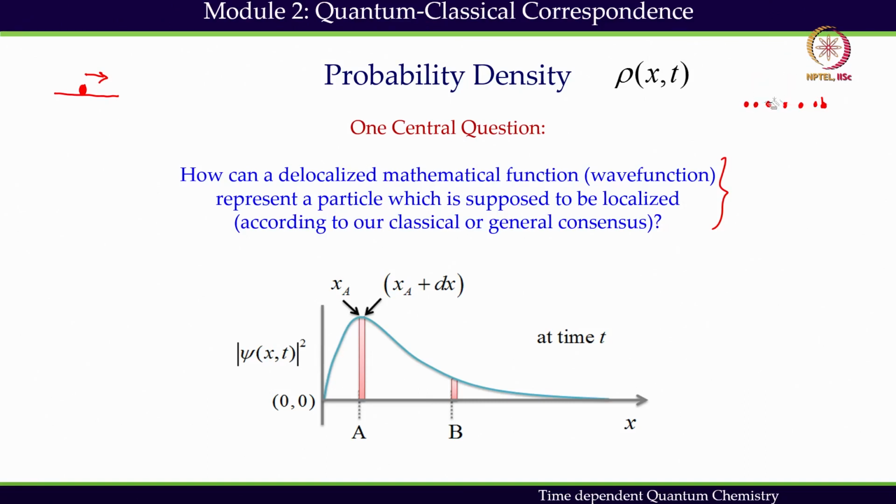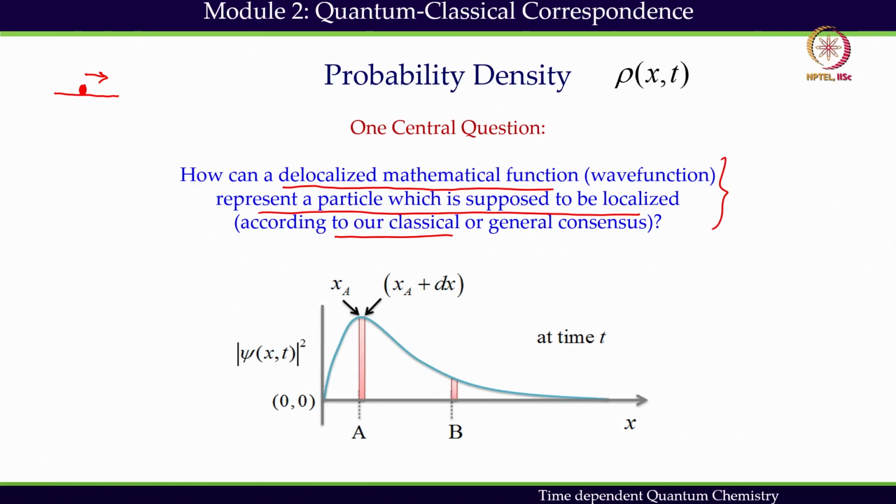So the first question in this module is: how can a delocalized mathematical function, which is the wave function, represent a particle which is supposed to be localized according to our classical consensus? Classically we think that the particle should be localized, but quantum mechanically there is no way I can represent a local function. I only have the wave function, which is delocalized or global in nature.